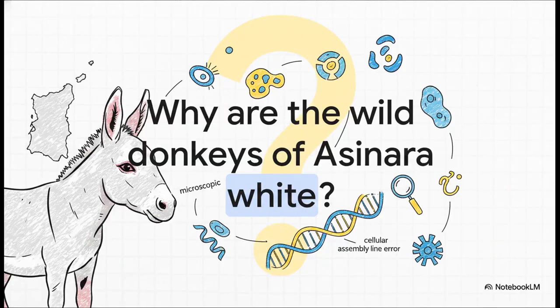But before we talk about the human body, let's take a quick trip to Asinara. It's a small island off the coast of Sardinia, and this island is famous for something pretty wild, a population of completely albino donkeys. Just look at that stark white fur, the pink eyes, the hooves. So why exactly do they look like this? Well, it all boils down to one tiny microscopic error on that cellular assembly line we just talked about. One tiny error that completely alters their whole physical makeup. We're going to solve this biological mystery today by uncovering exactly how our genetic code creates physical reality.